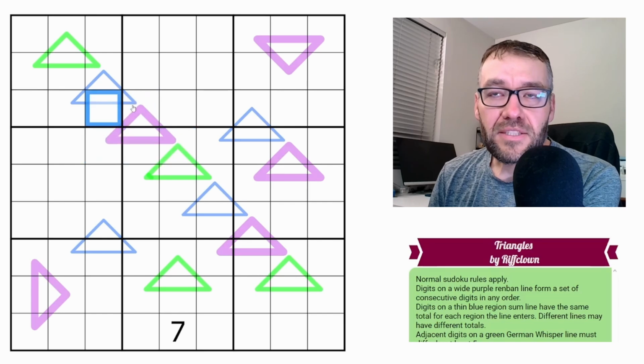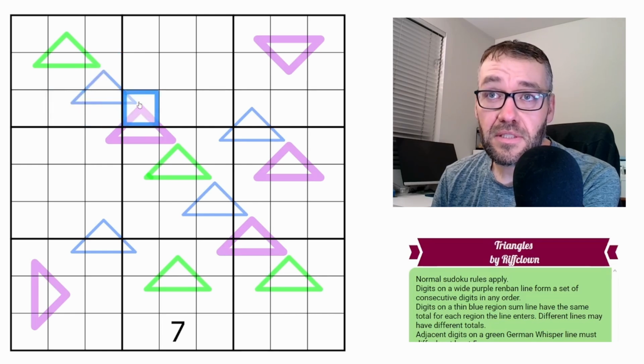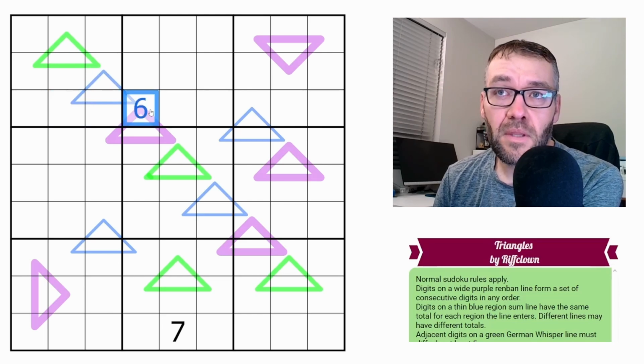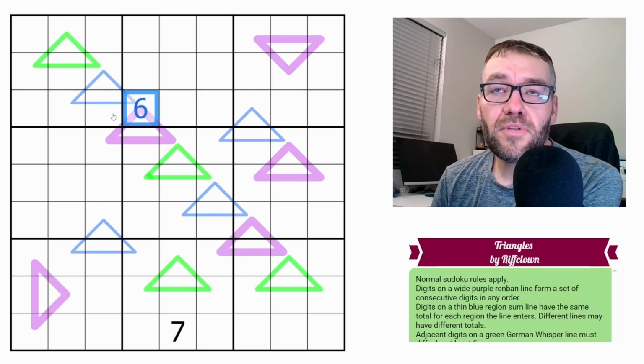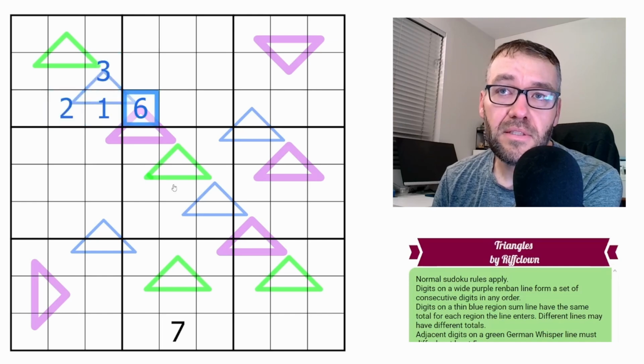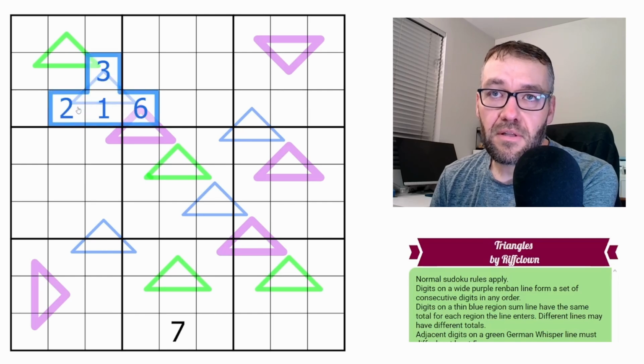The blue lines are region sum lines where every region that the line enters equals the sum of the line in the other region it is in. So for instance, this blue line enters this region, this box. So if this was a 6, we could have a 1, 2, and 3 over here. That equals 6. So the sum in this box equals the sum in this box along the line.